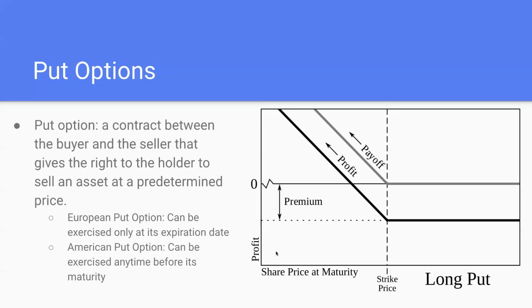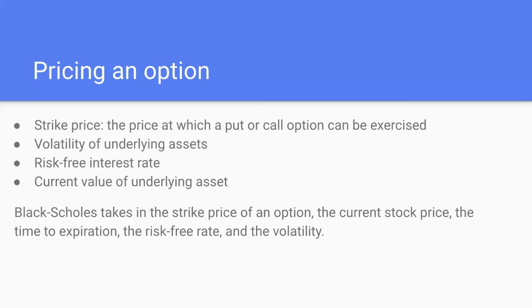There are many factors that influence the pricing of an option. These include the strike price, like we said, and strike price again is the price at which a put or call option can be exercised. The volatility, the risk-free interest rate, and the current value of the underlying asset.